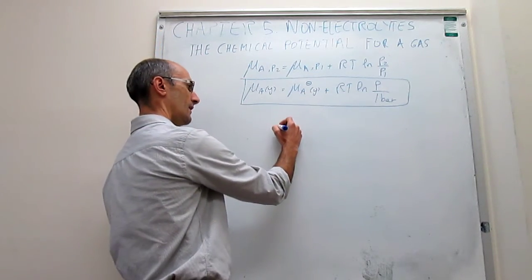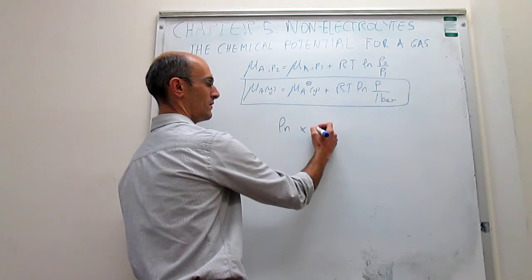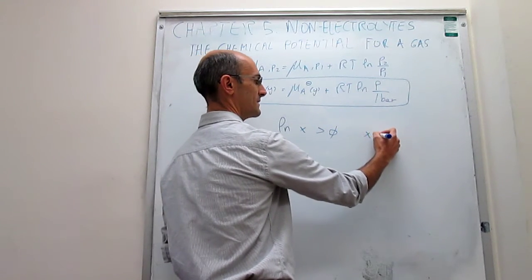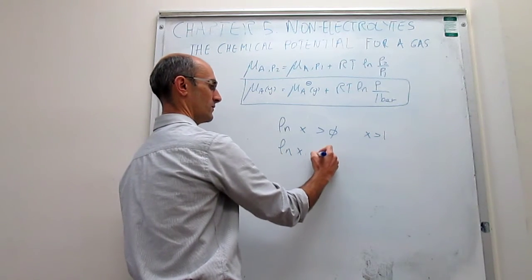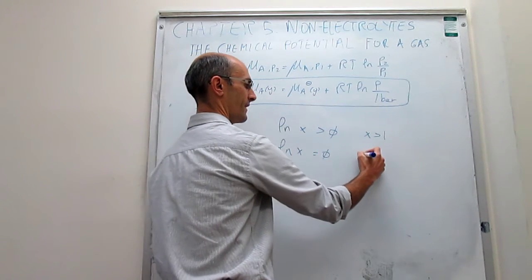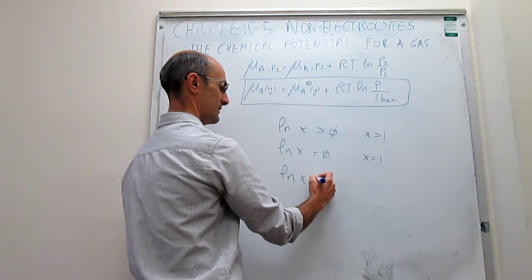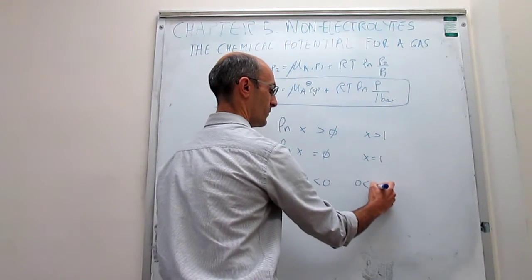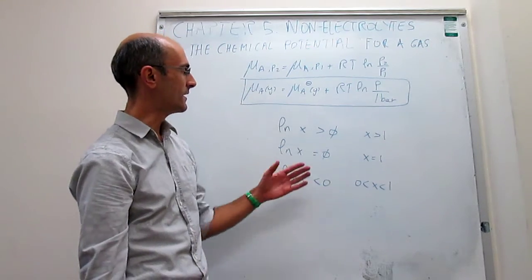All right, let me remind you of some properties of the logarithms. Okay, the natural log of a number x is positive when that number x is larger than 1. The natural log of x is equal to 0 when that x is equal to 1, and the natural log of x is negative when that number is between 0 and 1. Okay? All right, so let's see about this.